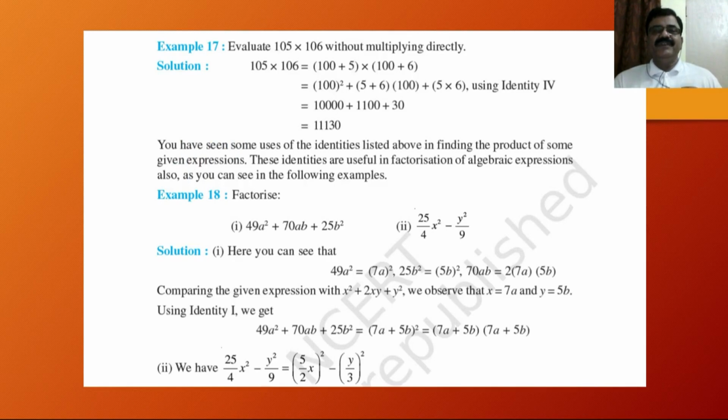Evaluate 105 into 106 without multiplying directly. This question is very important. Such types of questions are very likely to come in the examination. So 105 into 106 can be written as 100 plus 5 into 100 plus 6. So 100 square plus 5 plus 6 into 100 plus 5 into 6, using identity 4. So we can write that as 10,000 plus 1100 plus 30, that is 11,130. That will be the final answer.